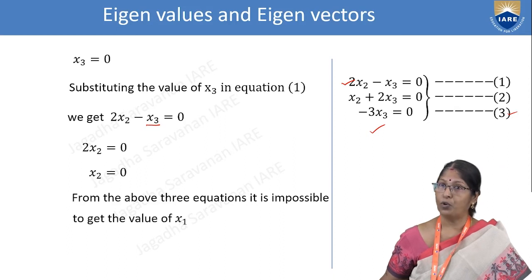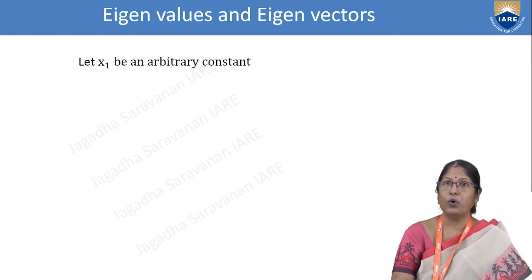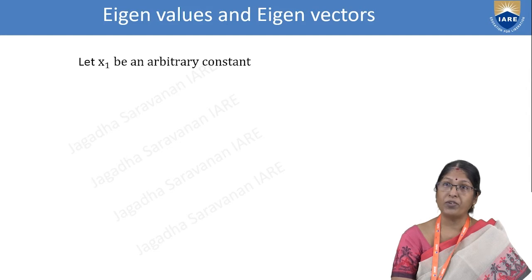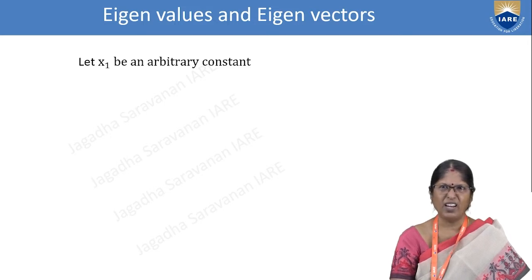Here, to get the value of x1, we are going to use an arbitrary constant. An arbitrary constant is one to which we can assign various values, but it still remains unaffected by changes in the value of the variable. So x1 we are declaring as an arbitrary constant. We can assign any value to it, but not 0.